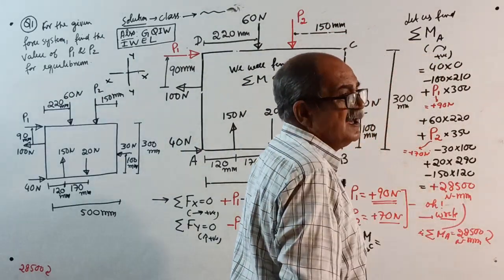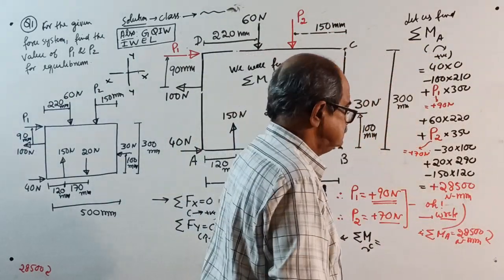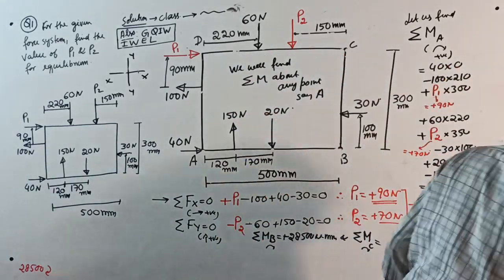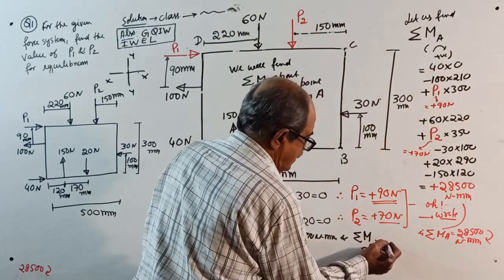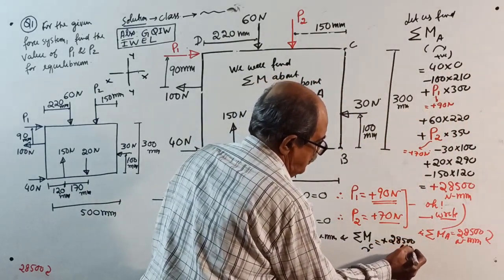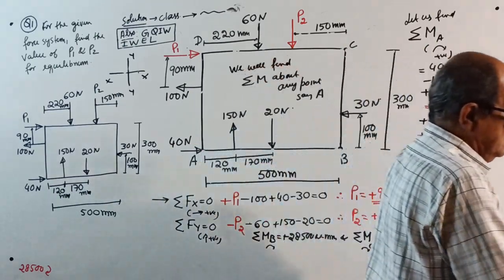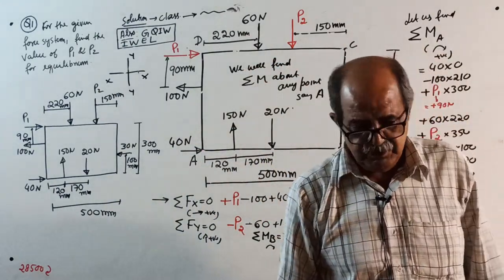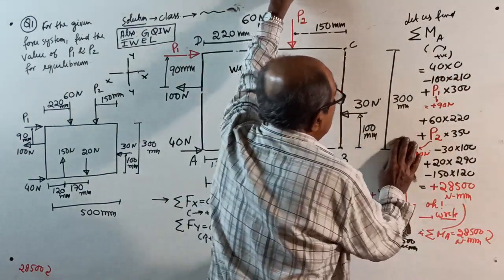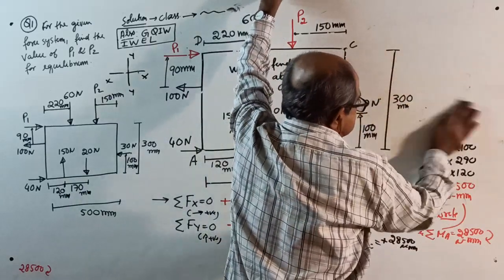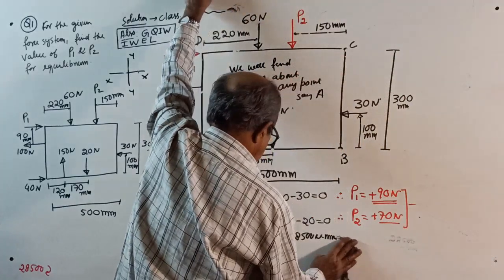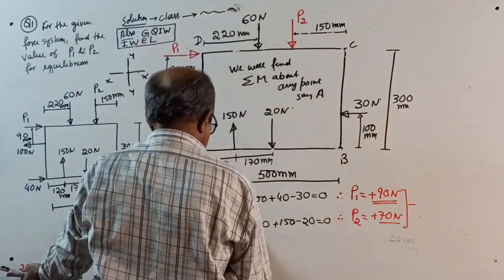I think all are over. If anything is missing, consider my guarantee. I'll calculate. See? Subject gone. Plus 28500 Newton millimeter. Therefore, write a big note. Now, you should write something. I am removing all this now. I noted the answer. Okay.